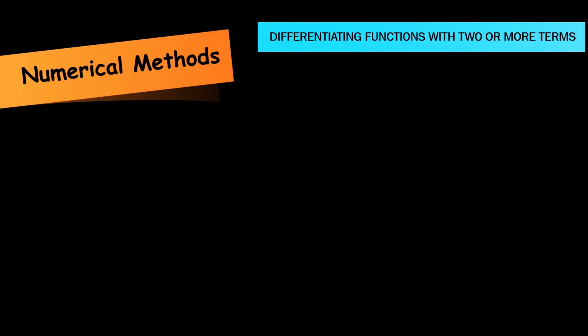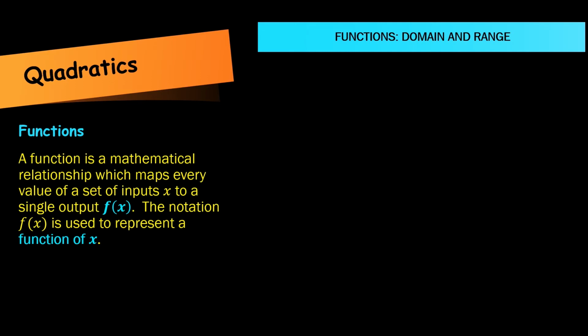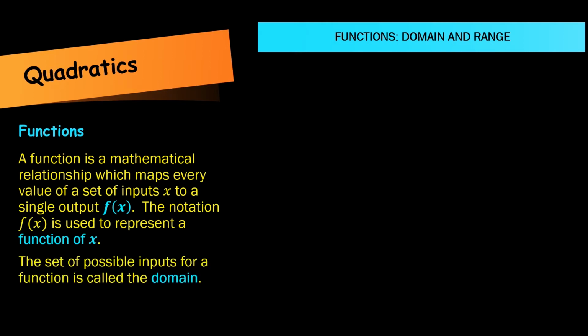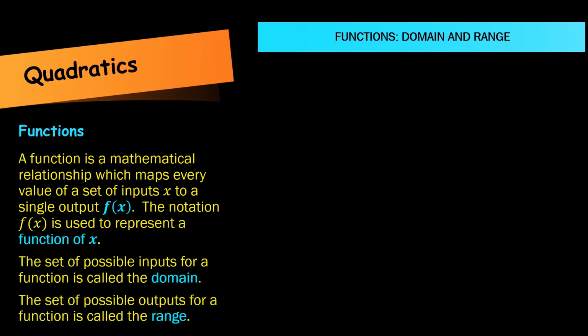Before solving the first exercise, we're going to take a look at some theory which will help us to solve it. A function is a mathematical relationship which maps every value of a set of inputs x to a single output f of x. The notation f of x is used to represent a function of x. The set of possible inputs for a function is called the domain, and the set of possible outputs for a function is called the range.